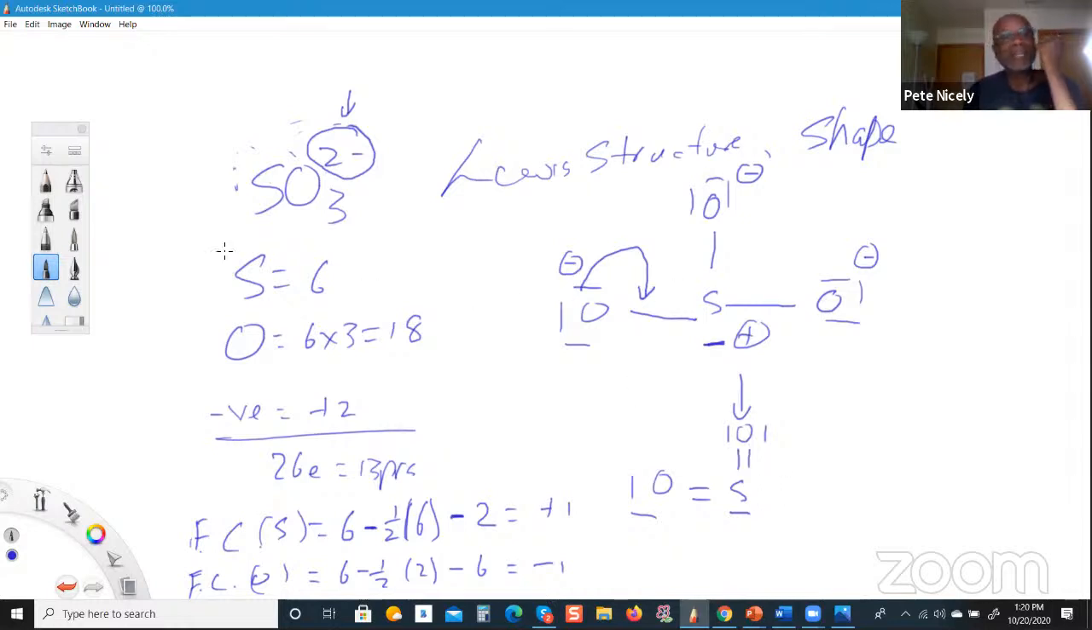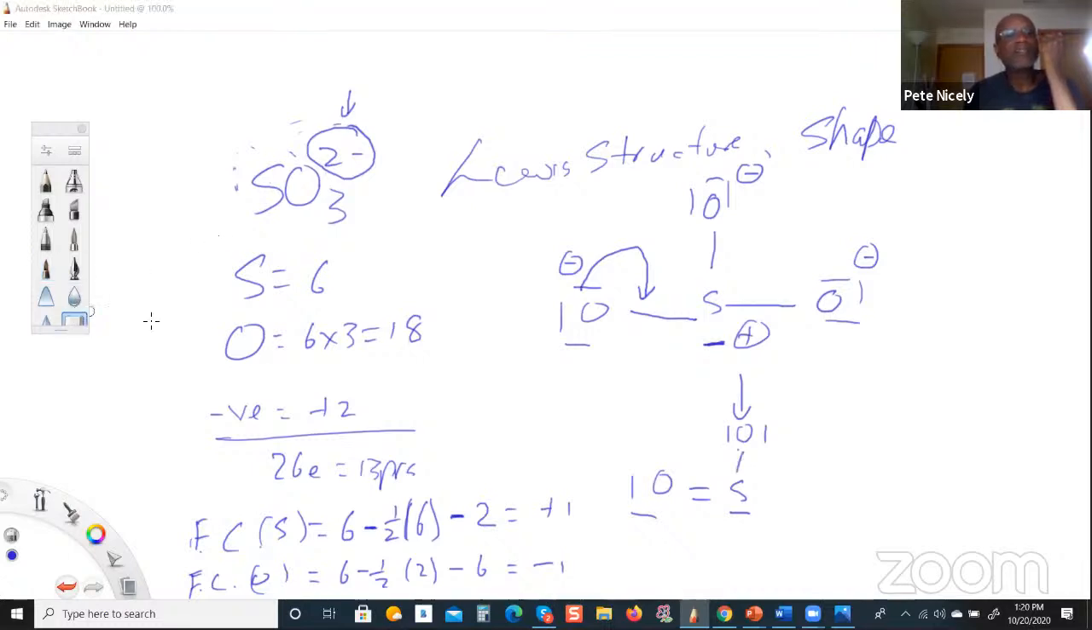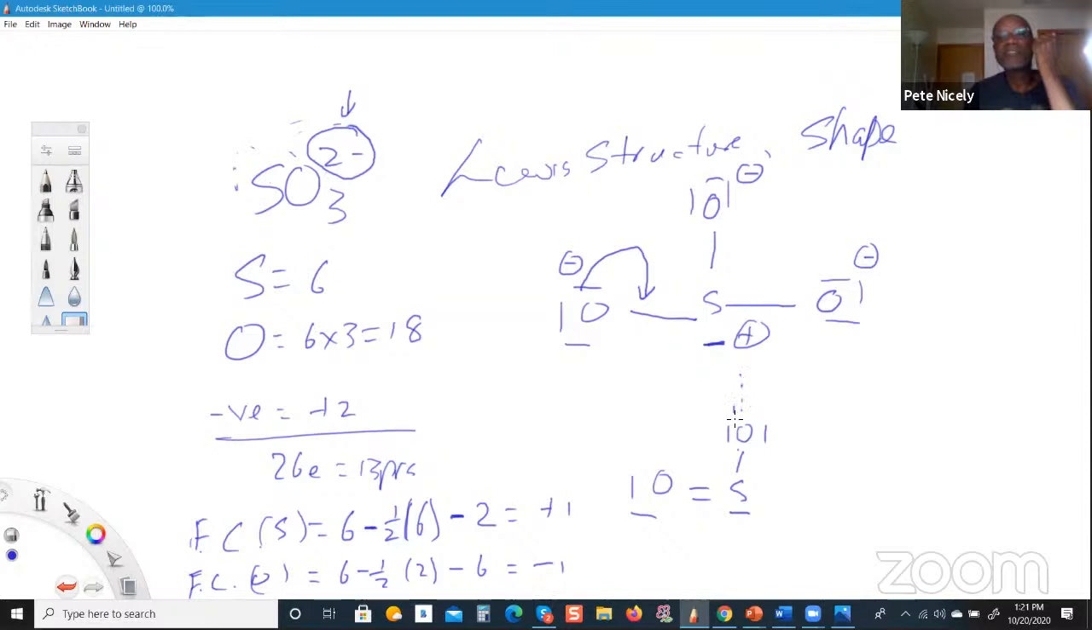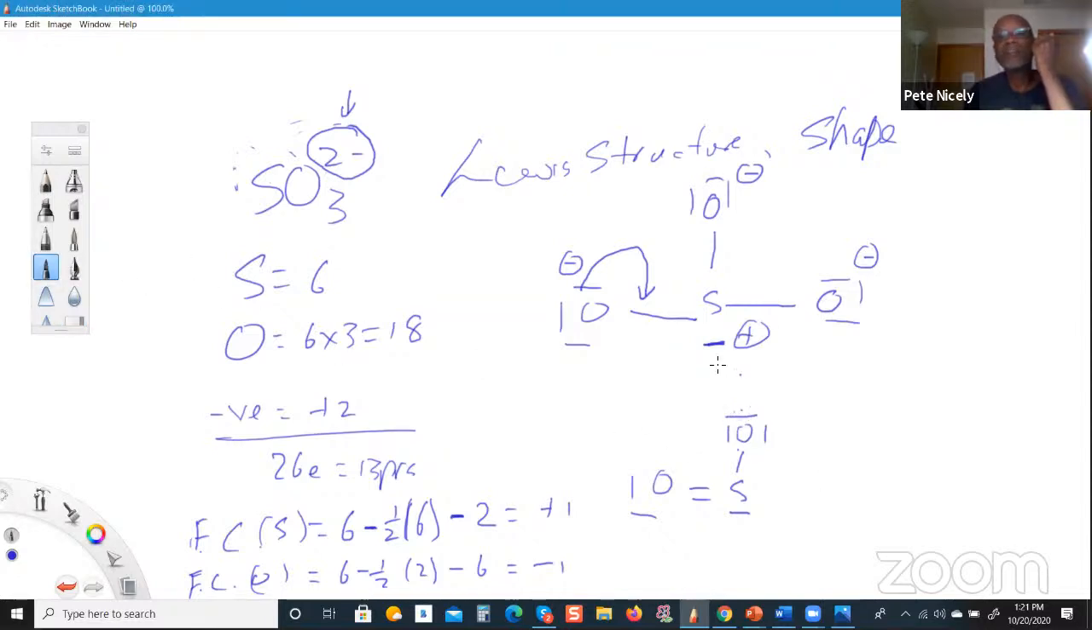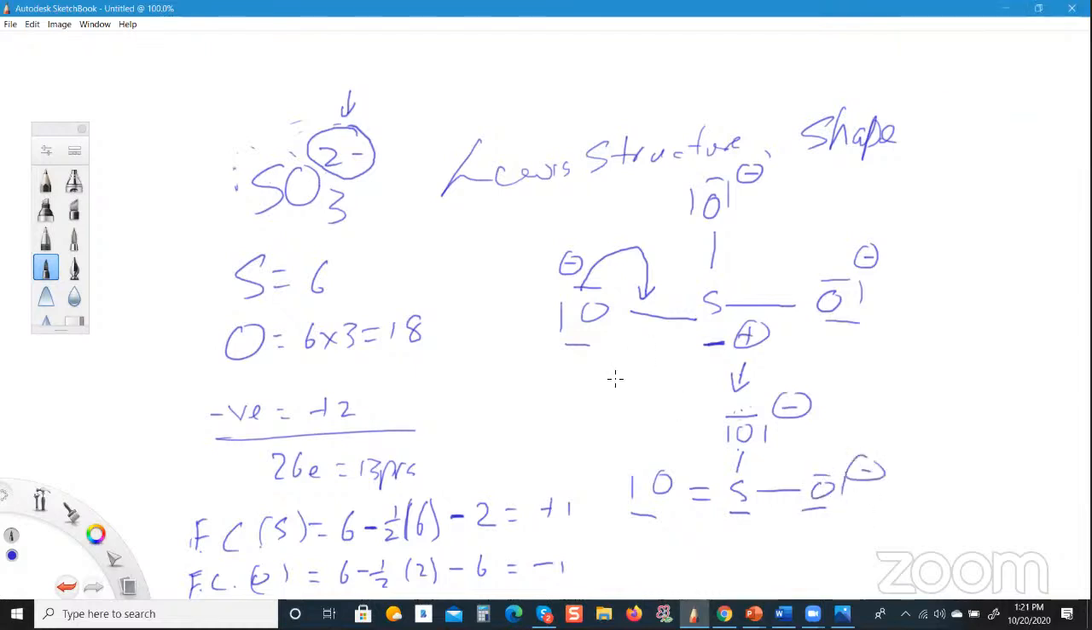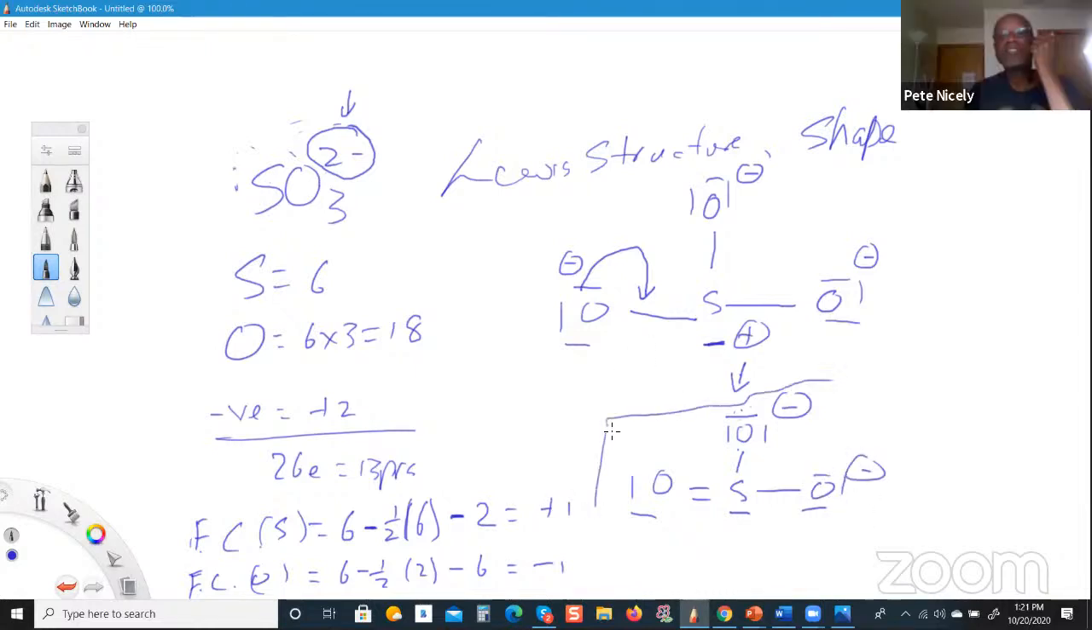No, I'm sorry, I made a mistake. This should be a single bond. So that should be a single bond here. And let me erase this here to give you a lone pair here. And single bond, oh, this should be a minus charge here. And then single bond O, minus charge. So this would be the final Lewis structure of the molecule, all right?